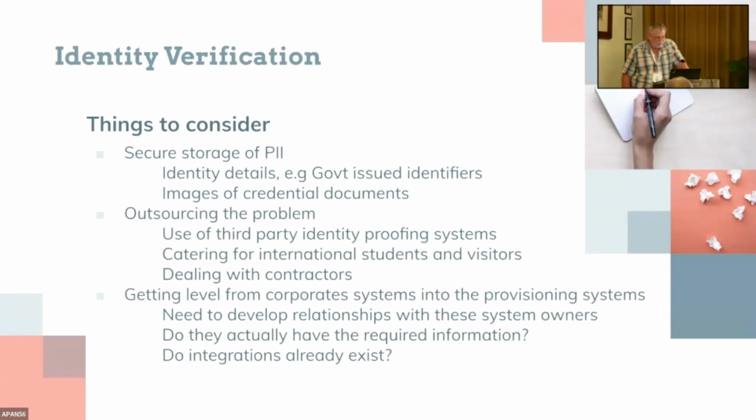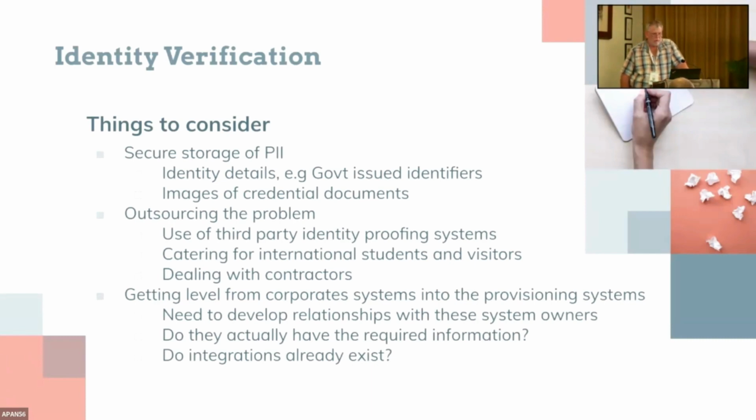Getting the level from corporate systems into your identity system. Once the user has been verified, that data is stored somewhere. So it may be in the HR system, it may be in the student system. That data or that level needs to be transitioned across from the HR system, student system, into your identity system. So the identity system can then say, this guy has met the requirements for high or low, and I can then publish that out as part of the EduPerson affiliation value.